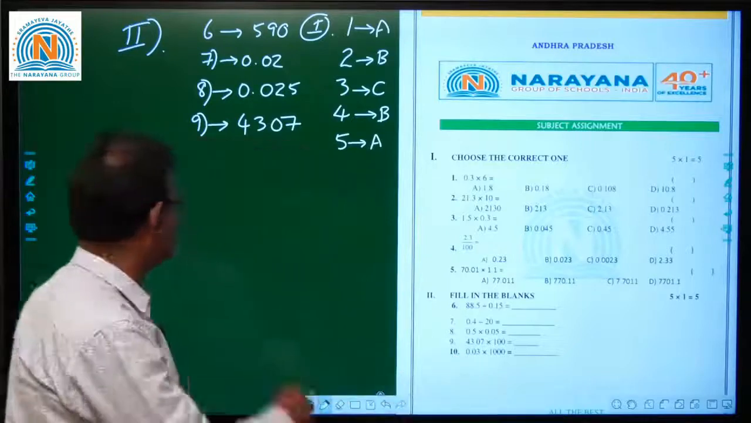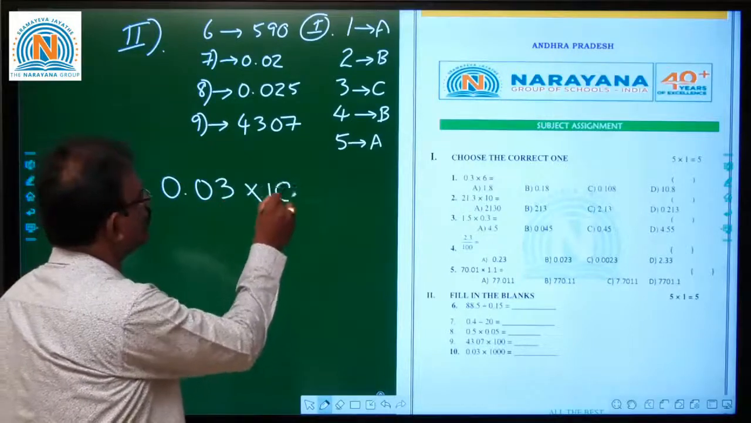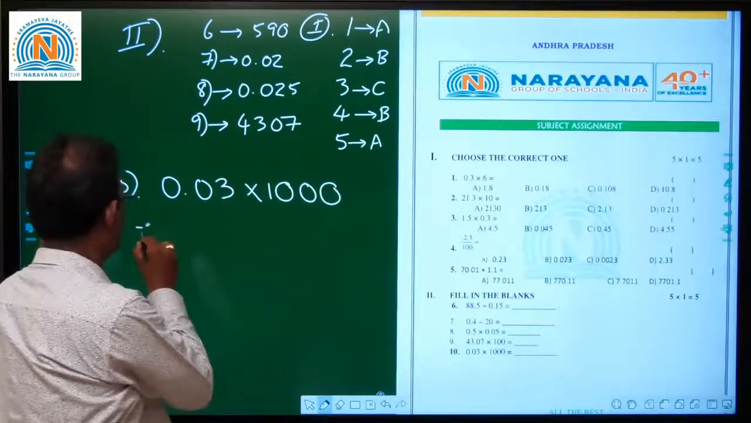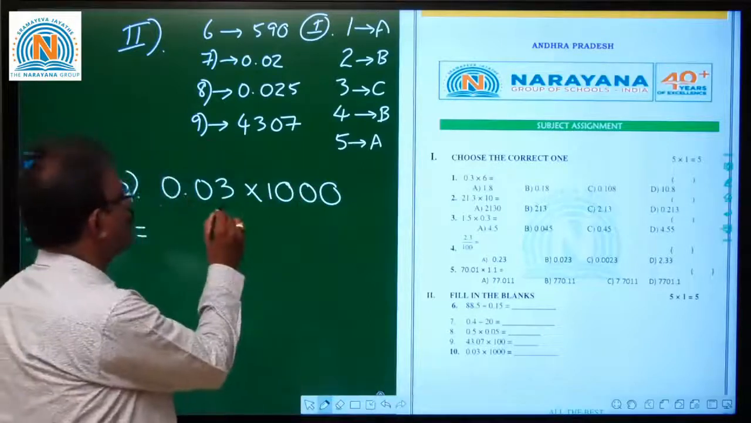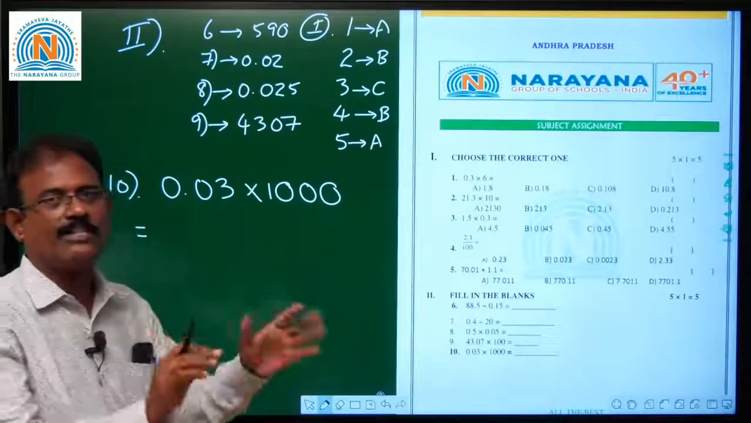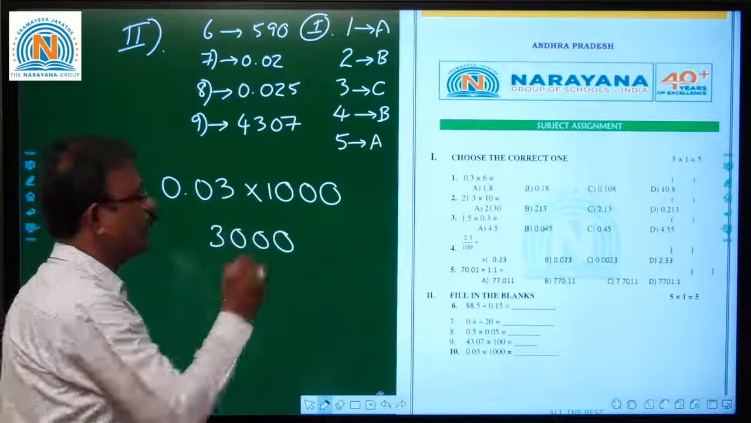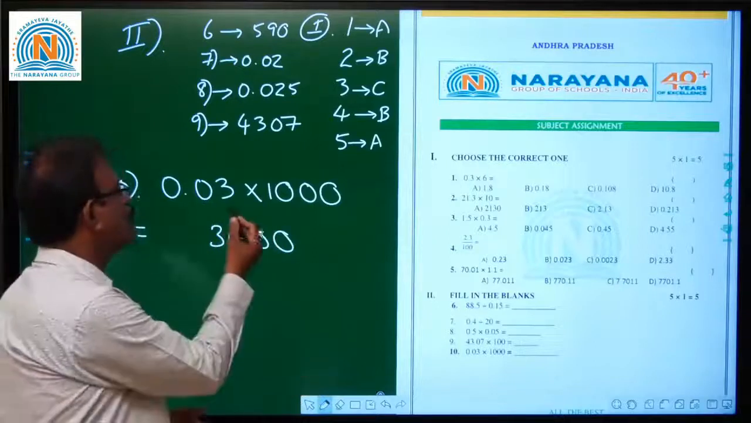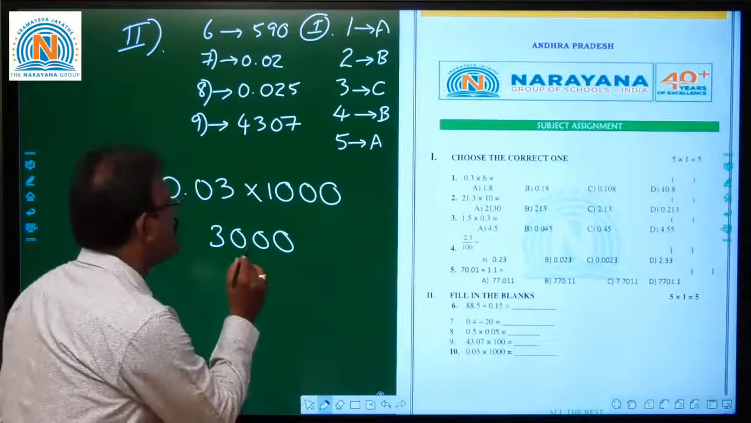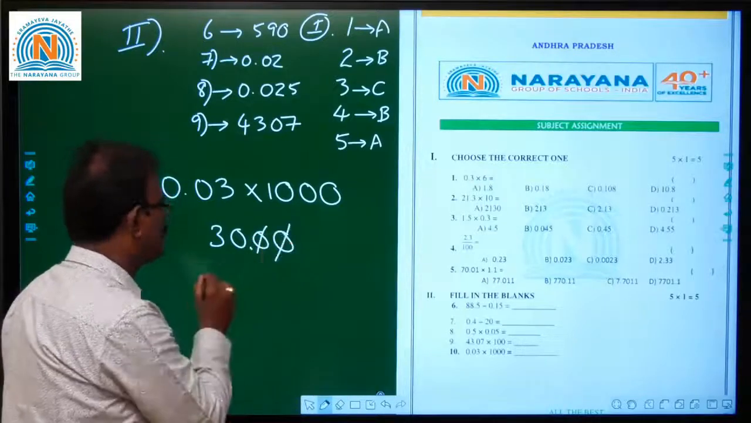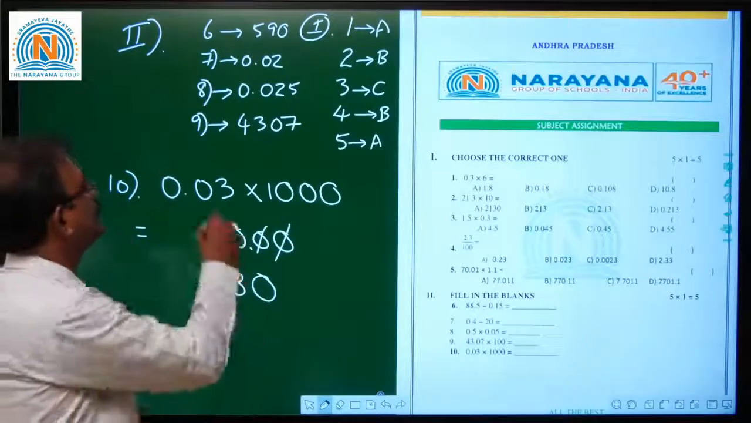Our next and last question is the 10th one, 0.03 into 1000. So 0.03 into 1000 is, again let us forget about the decimal point. So 3 into 1000, 3000. Now recall the decimal point. As we have 2 digits after the decimal point, keep 2 digits before the decimal point. So our answer is 30. So what is the answer for the 10th one, children?